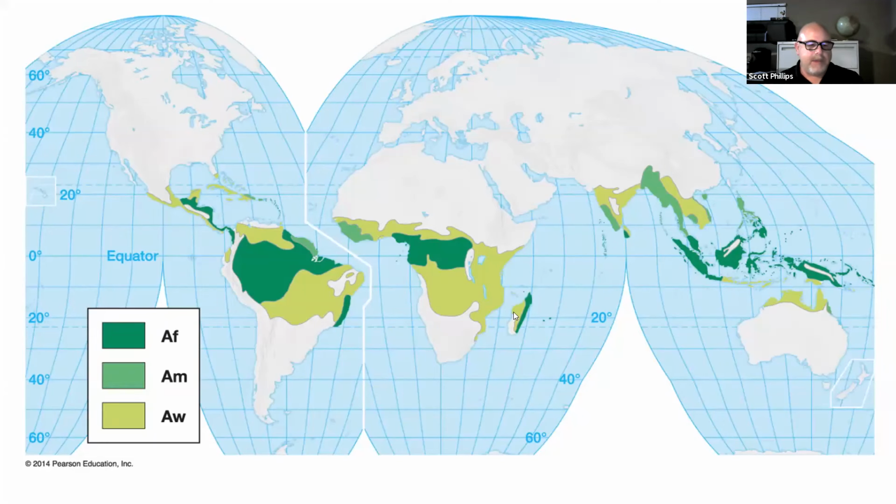Okay, so this is a map showing where the A climates are. AF is tropical wet, also known as tropical rainforest climates. They're right here where the rainforests are, like in the Amazon basin, Central Africa, Southeast Asia. The AM are tropical monsoon climates. We've talked about monsoons before. And AW are the driest of the three. Those are the tropical savanna. Those are the parts of the tropics that get a little bit drier as we move away from the wettest part of the tropics. Those are the savannas.